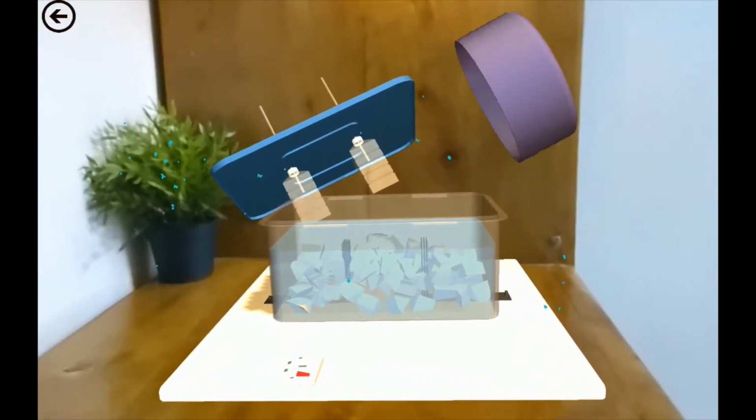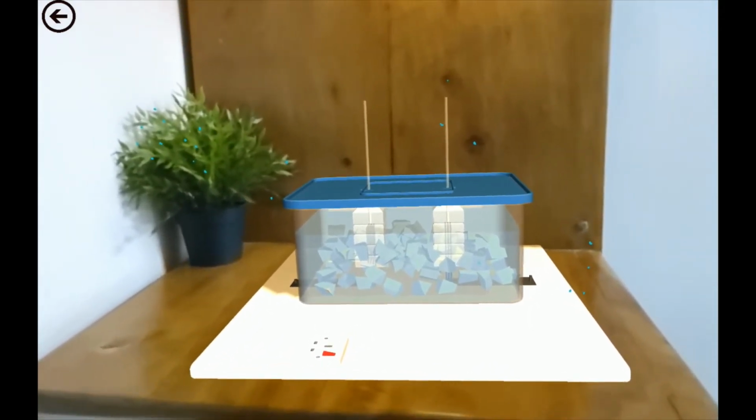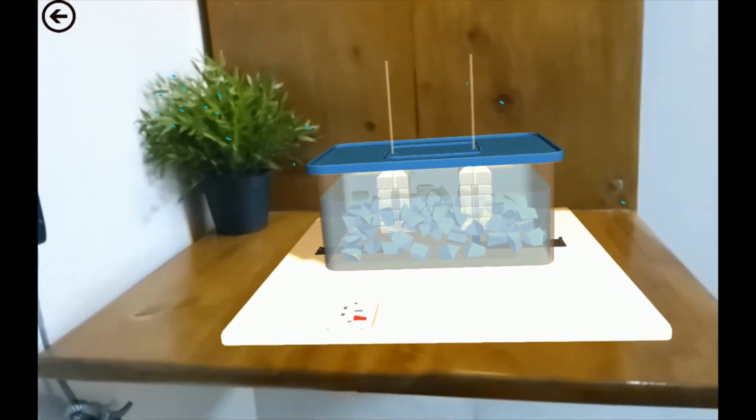First, let's start by pouring the sodium chloride into the tank. The sodium chloride is poured into a bowl containing water. The water serves as our electrolyte.